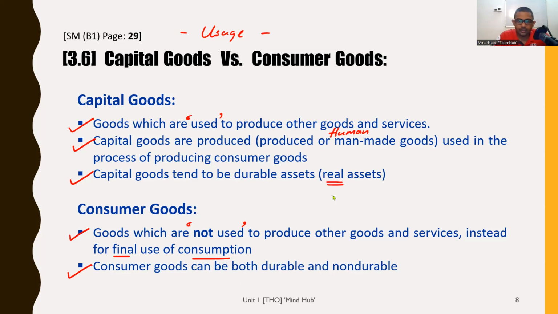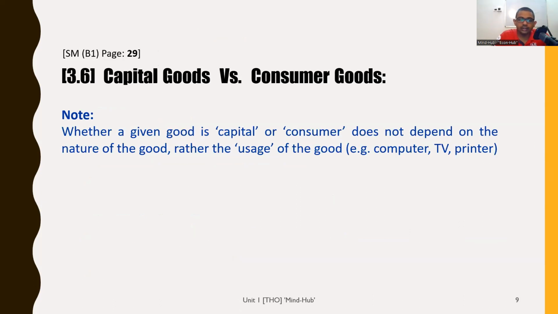Right. Done. Excellent. Then just make this note. We need to be very clear that whether a given good is a capital good or a consumer good doesn't depend on the nature of the good or what kind of good we are talking about. It depends on the usage. What do we use the good for?